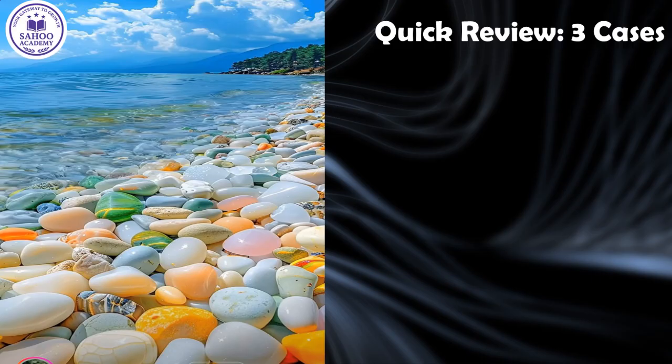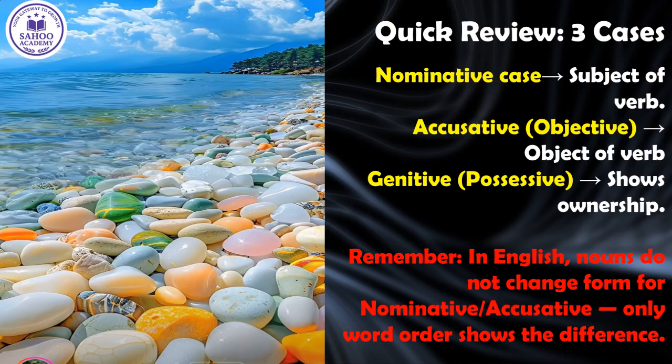Let's have a quick review. Let's look at three important cases in English grammar. First, the nominative case. This is used for the subject of a verb, the one doing the action. Clear? Next, the accusative case or the objective case. This is used for the object of a verb, the one receiving the action. And finally, the genitive or possessive case. This shows ownership or belonging. A key point to remember here, in English, nouns do not change form for nominative or accusative. The difference is shown only by word order in the sentence.